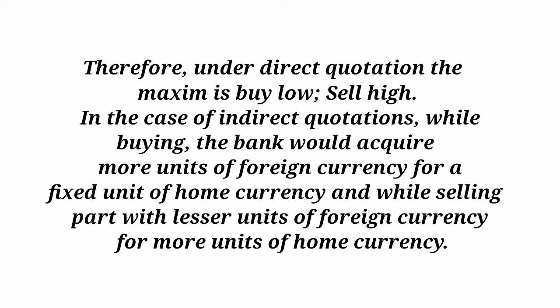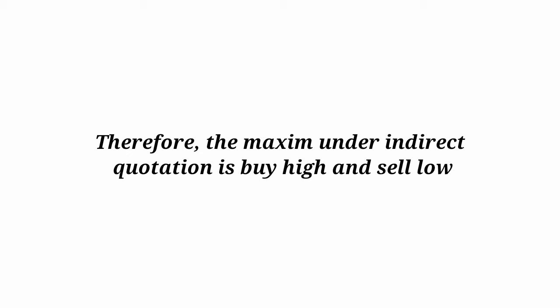In the case of indirect quotation, while buying, the bank would acquire more units of foreign currency for a fixed units of home currency, and while selling, part with fewer units of foreign currency for more units of home currency. Therefore, the maxim under indirect quotation is buy high and sell low.